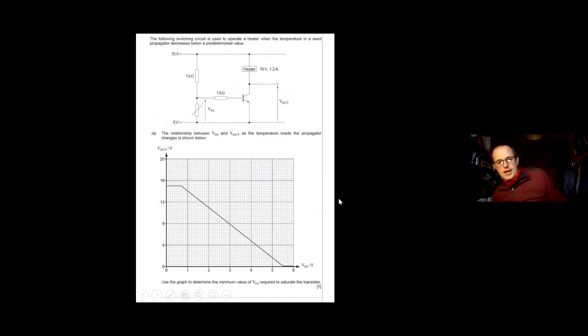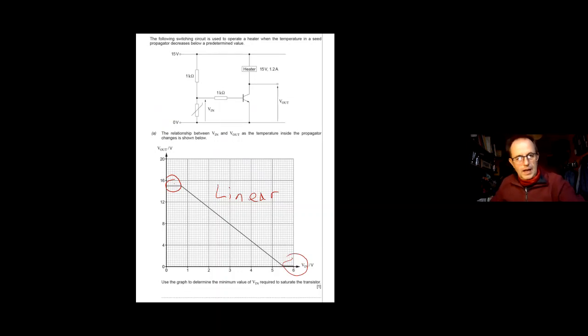Here's a transistor again, with the characteristic graph. I'll just remind you, the transistor is off in that region. Here's your linear region. You don't want to be in that linear region. You've got power dissipation. And there's your saturation.